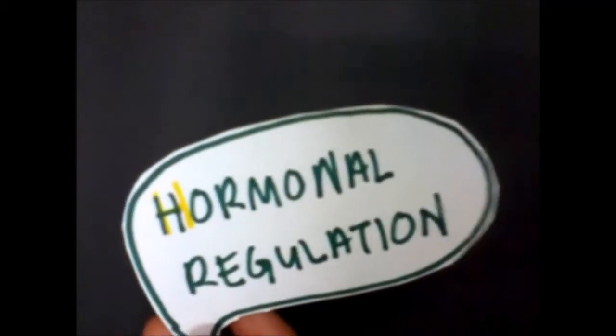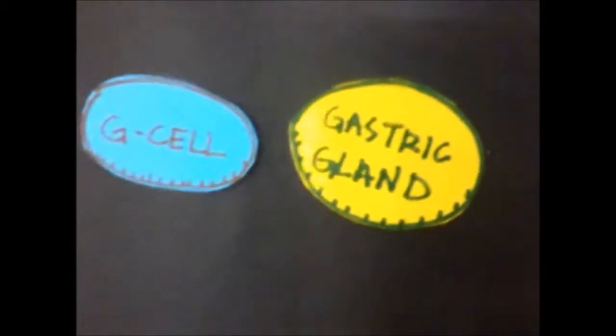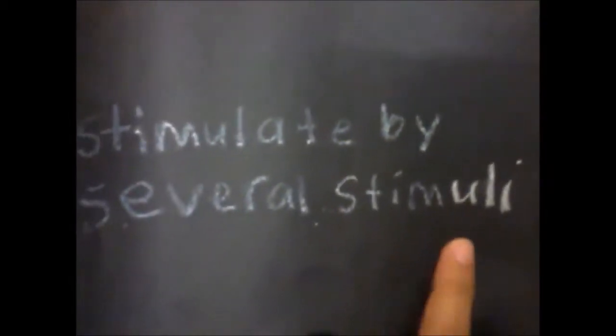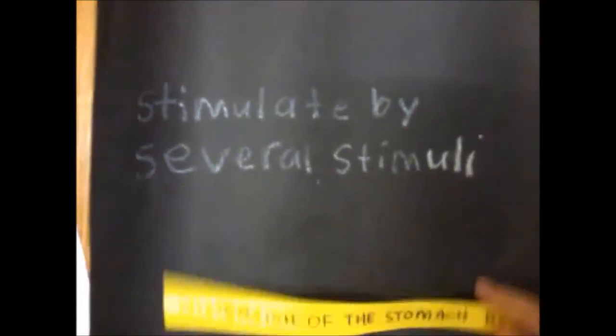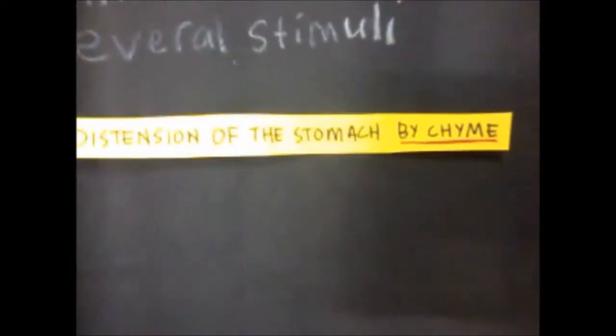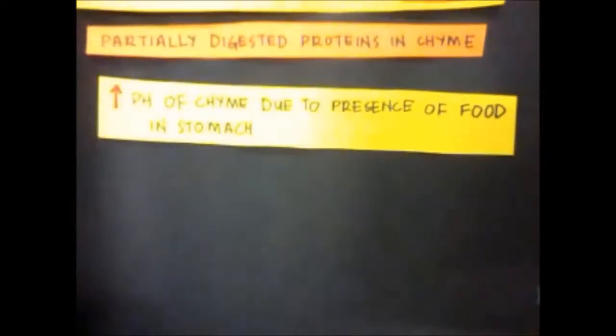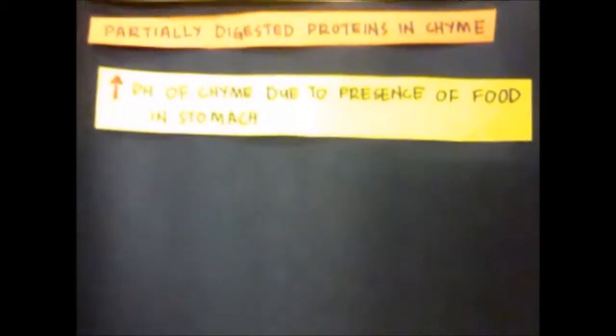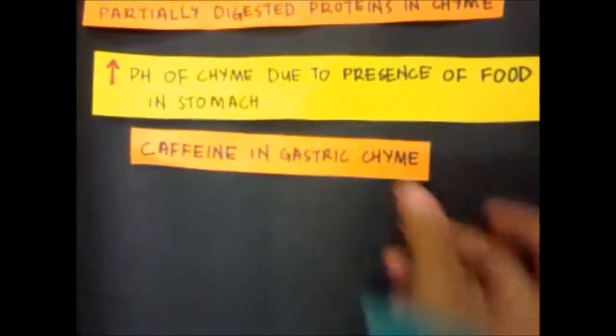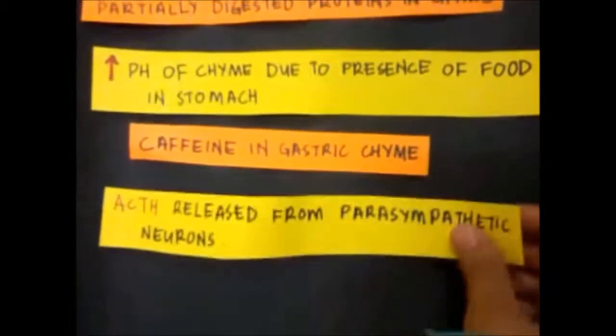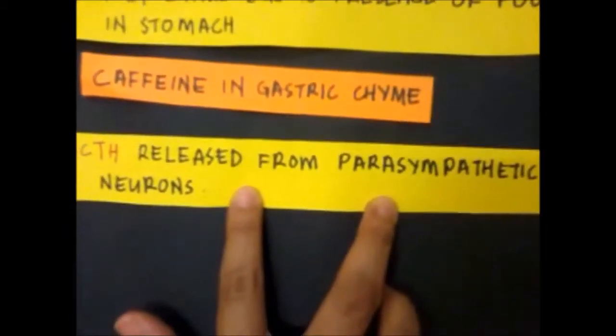Hormonal regulation is stimulated by gastrin released by G cells of the gastric glands. It is stimulated by several stimuli, which are distension of the stomach by chyme, partially digested proteins in chyme, increased pH of chyme due to the presence of food in the stomach, caffeine in gastric chyme, and ACh released from parasympathetic neurons.